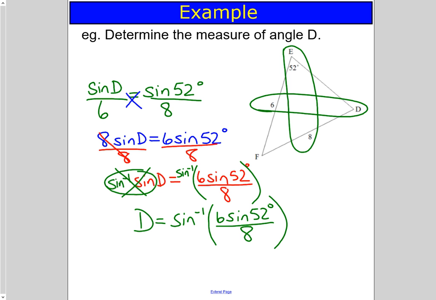And in my calculator, I'm going to go sine inverse of 6 sine 52 all over 8. Okay, so you're going to need some brackets, definitely, to solve this. So we're going to go second function sine, bracket, 6 sine 52 divided by 8, bracket, equals. And I get 36.22, so we'll just call that 36 degrees. Okay, so see, we can use these ratios to help us not only find a missing side, but to find a missing angle too. Let's keep going.